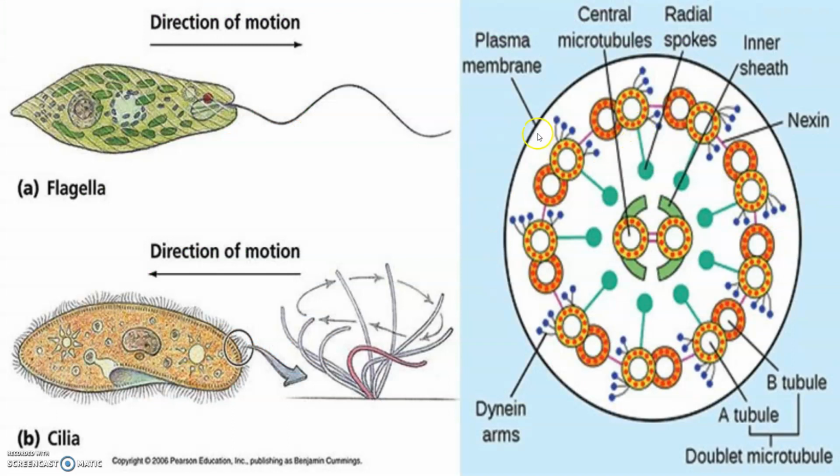They are covered with the plasma membrane, and their core is called the axoneme, and they possess a number of microtubules which run parallel to the long axis. The axoneme usually has 9 pairs of doublets, and a pair of centrally located microtubules. This arrangement of the axoneme microtubules is referred to as the 9+2 arrangement.